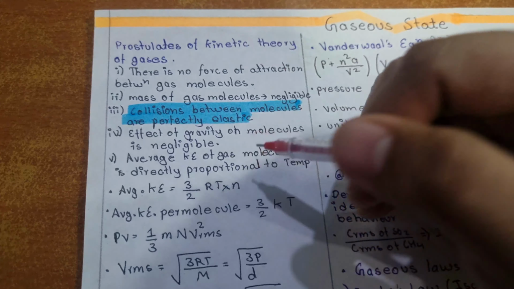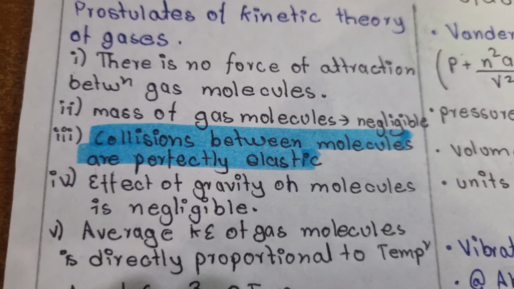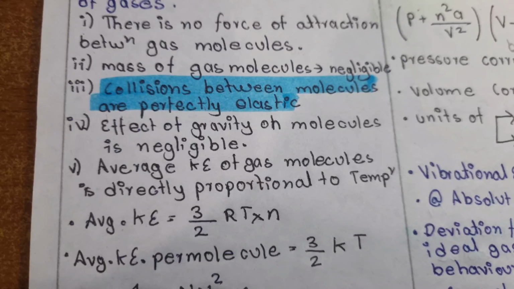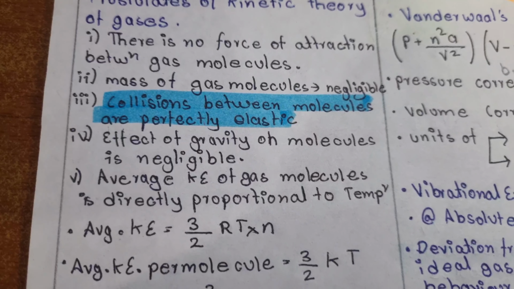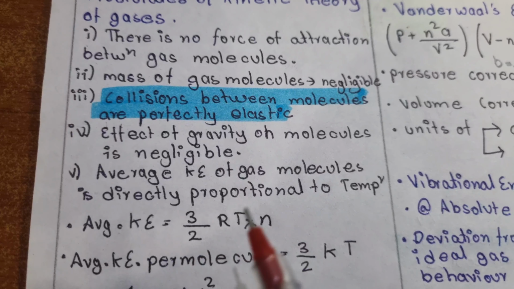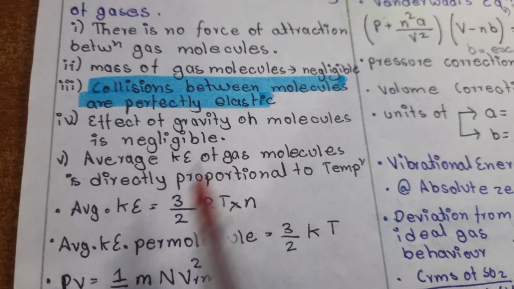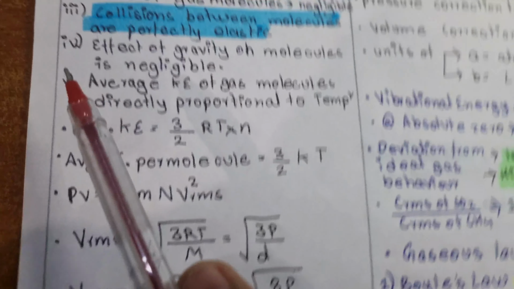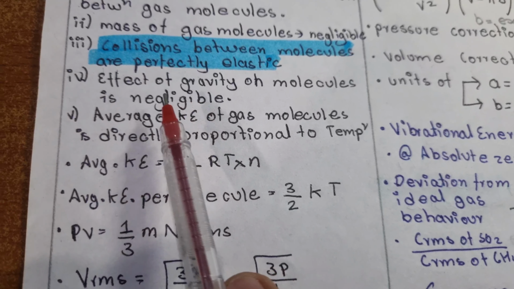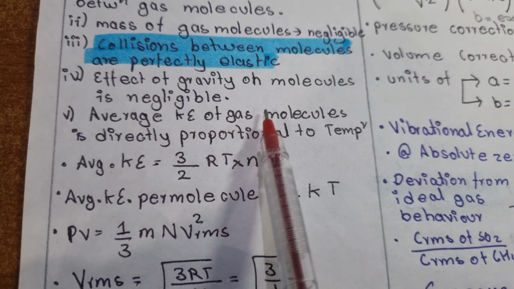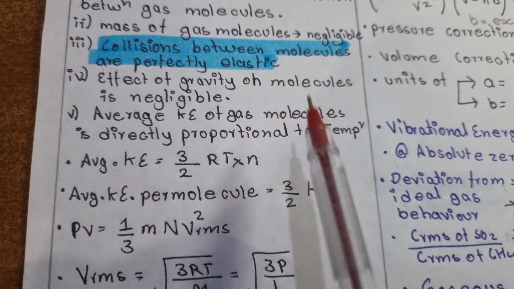Now, third one, that is the most important postulate, that is collisions between the molecules are perfectly elastic. For understanding about collisions which are perfectly elastic, I suggest you watch our lecture on laws of motion. Our fourth postulate states that the effect of gravity on molecules is nearly equal to 0, that is negligible. Now, fifth and the most important postulate is average kinetic energy of gas molecules is directly proportional to the temperature.